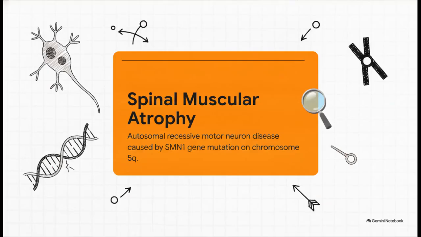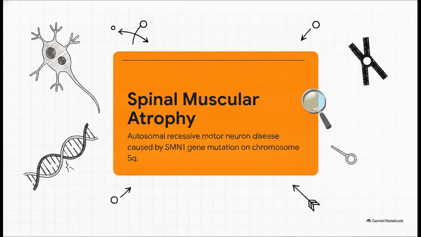Okay, let's kick things off with Section 1, Defining SMA, the Pathophysiology Foundation. The absolute most crucial takeaway here is that SMA is fundamentally a disease of lower motor neuron destruction. It's actually the most common inherited motor neuron disease, and it's passed down in an autosomal recessive pattern. You definitely need to memorize that it's caused by a mutation or a deletion of the SMN1 gene, which lives right there on chromosome 5q.